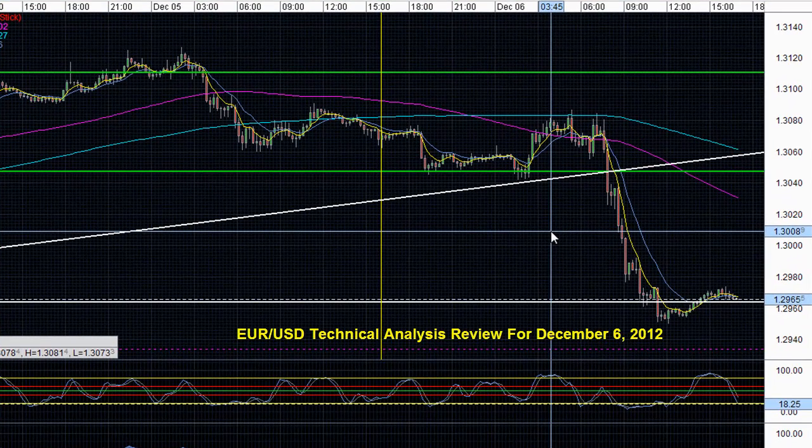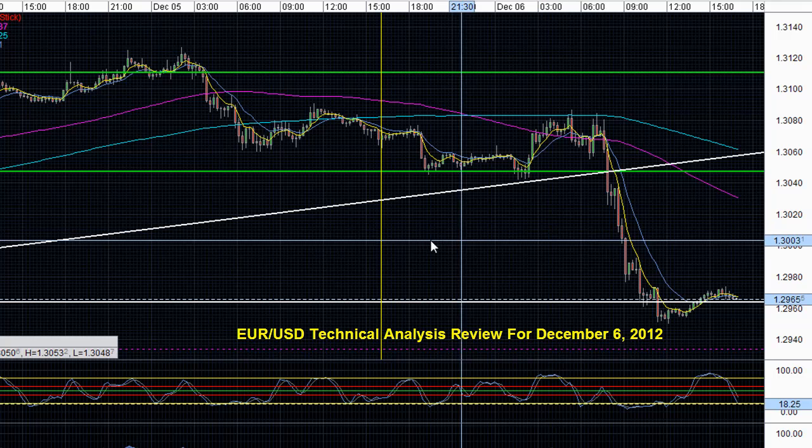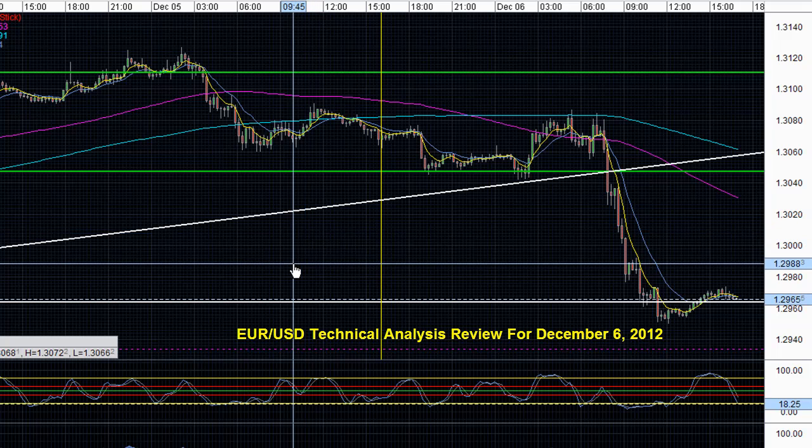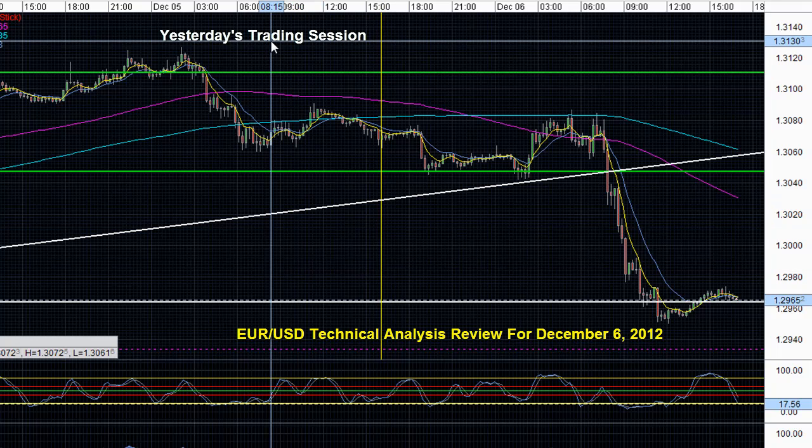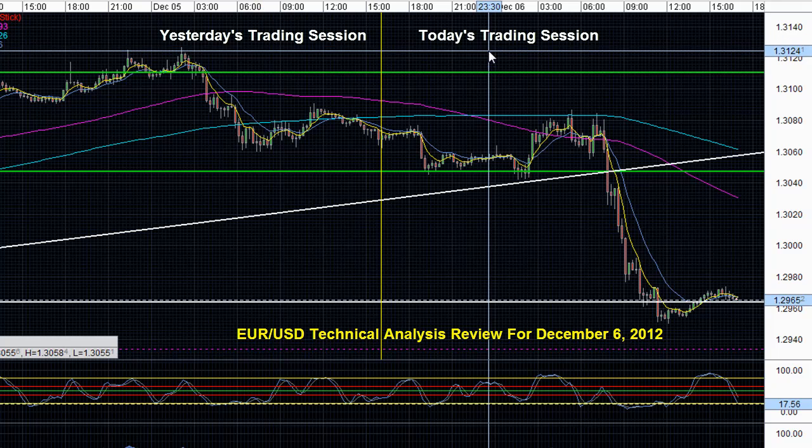Hello, everyone, and welcome to our next technical analysis review for the Euro US dollar pair. Today is December 6th, 2012. We are currently looking at price action on the 15-minute chart. And as you can see, this yellow vertical line is drawn in, dividing yesterday's trading session from today's trading session.